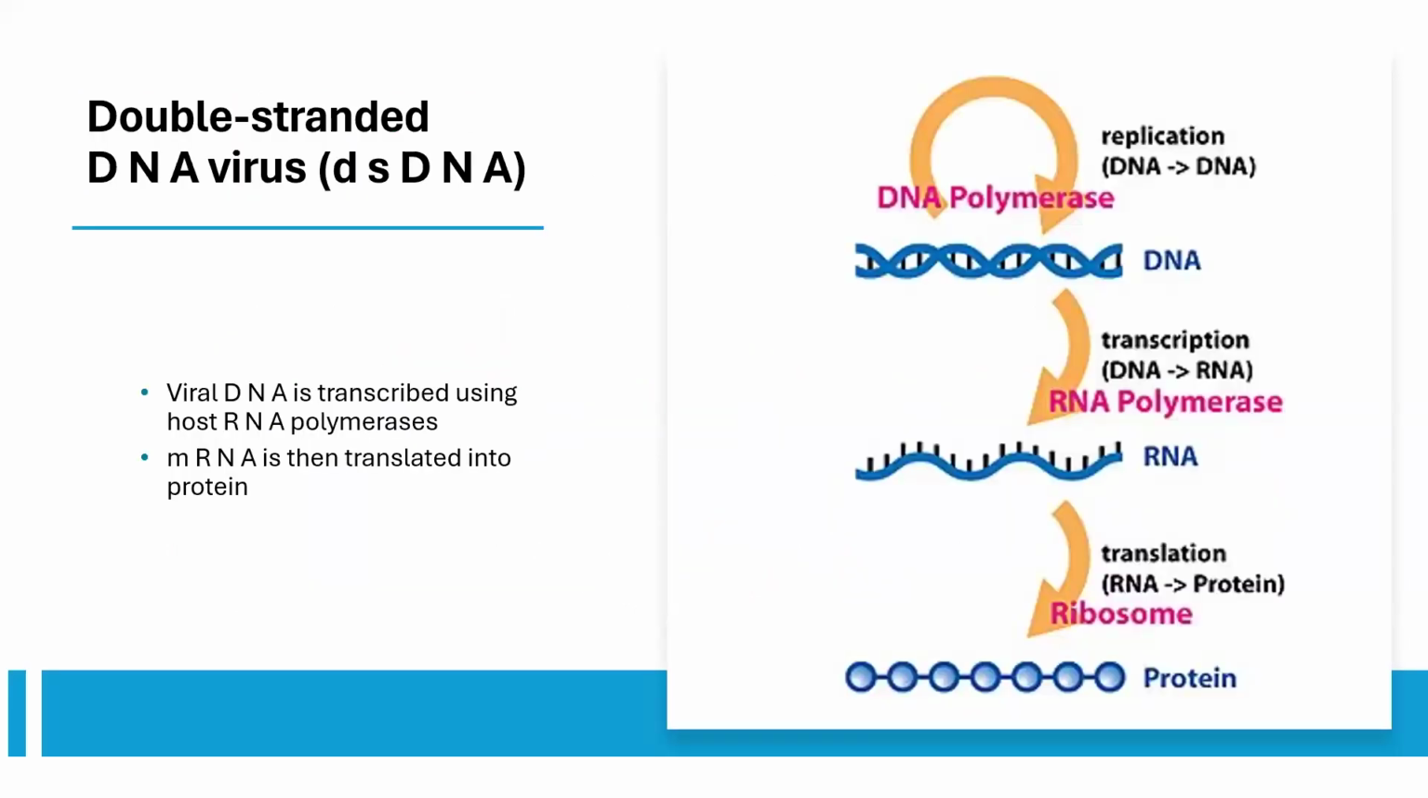All right. So as I was saying, with double-stranded DNA, this is just like the host DNA. So it's going to follow the same process of you just have a DNA-dependent RNA polymerase, and then that's going to make mRNA, which is going to go to your ribosome and get translated.